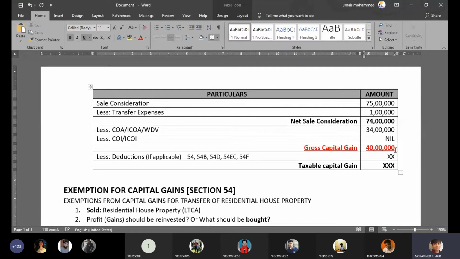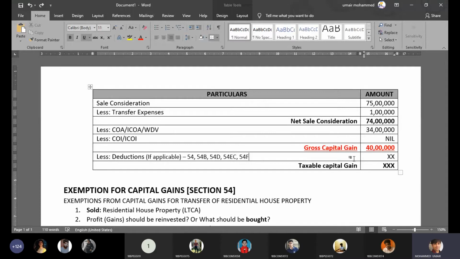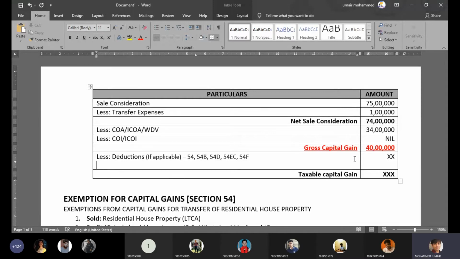So on this 40 lakhs, imagine I have to pay long-term capital gain tax, right? In order to save on that tax, what should I do? I can take the benefit of these deductions. In my case, I've sold a residential house property, so what I'm doing is simple: I'm buying a new residential house property with this money. At what price am I buying this new house? Let's assume I'm buying it by spending 30 lakh rupees.